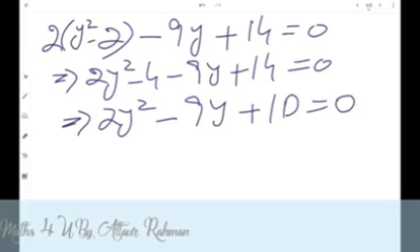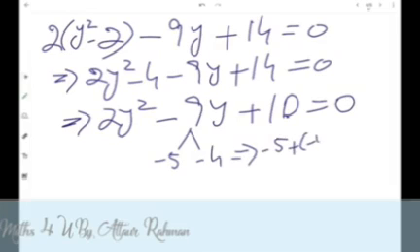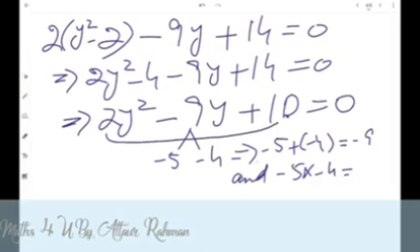Now dear, you see that this is a standard form of quadratic equation. We can solve this by any of the methods we have learned previously. Here we are trying to apply factorization. We will split 9 into 2 terms, that is minus 5 and minus 4, such that the sum of minus 5 and minus 4 gives back minus 9, and the product of minus 5 and minus 4 gives the product of 2 and 10, that is 20.